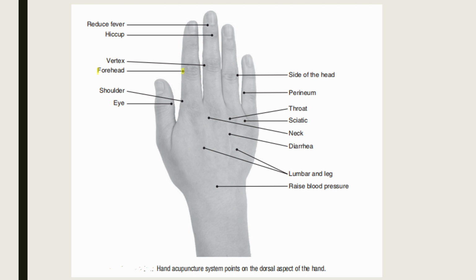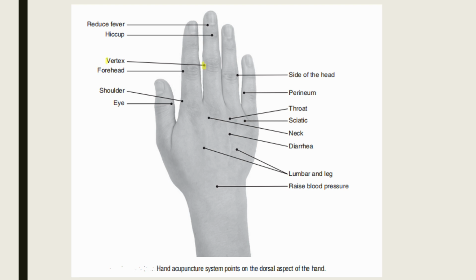The forehead, gastrointestinal disorders and appendicitis. Location at the border of the light and dark skin on the radial side of the index finger at the proximal interphalangeal joint. Indications: frontal headaches, stomach pain, vomiting, abdominal pain, diarrhea, knee pain, and toothache.